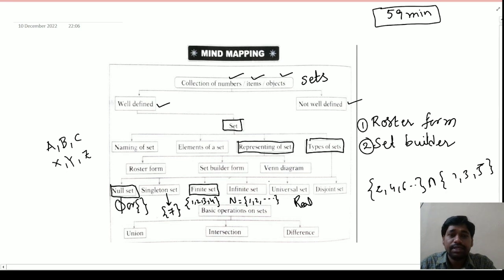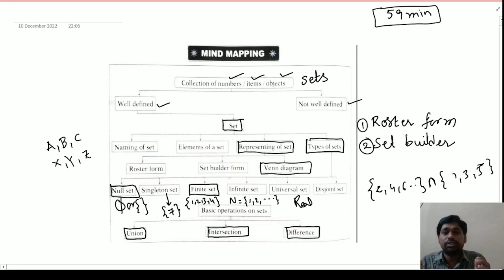Another form of representation of sets is the Venn diagram representation. We discussed this in the last class, so please go through that video. Coming to the basic operations on sets: union, intersection, and difference of sets. Union means if there are two sets, we combine them and write them together. Intersection means the common elements between the two sets. Difference means one set is subtracted from the other set.